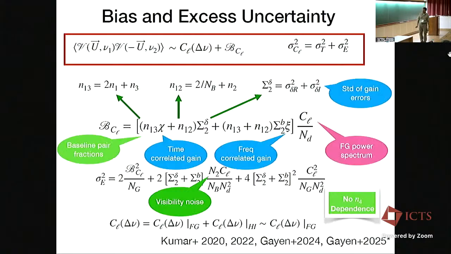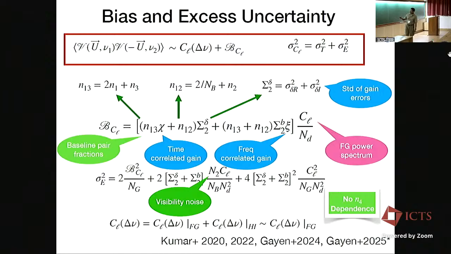Let me summarize the different things you have in the bias. You have the baseline pair fractions coming in here, two different types of baseline pair fractions here, the other types of baseline pair fractions there. What you may notice in this entire thing is that there is no baseline pair fraction of type 4. The baseline pair fraction of type 4 is when you get one baseline coming from the antennas AB, the other from the antennas CD. So they are all 4 different antennas, so you don't get any correlation. So the correlation across different antennas can be neglected. And then you have the time correlation of the gain error, and the frequency correlation of the gain error.